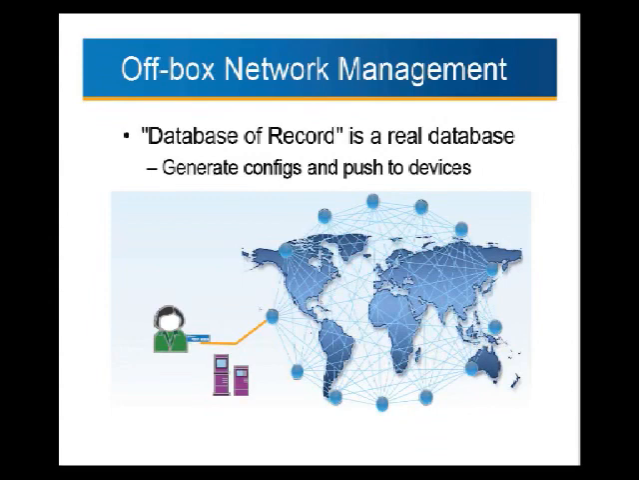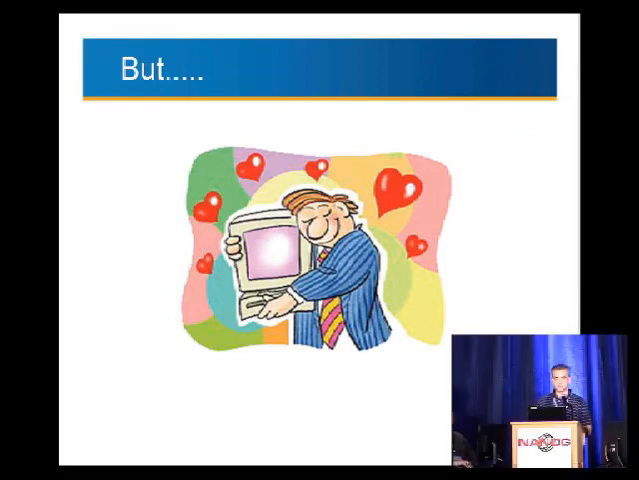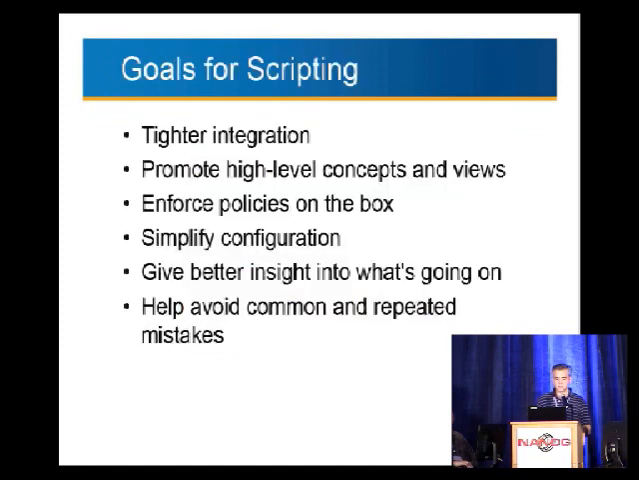The typical network management answer is a top-down design where your database of record lives on a central server. You generate configs from that and push them to the device. This is a great model, but we don't seem to be able to tear people away from the CLI. So what we try and do is give them tools, put tools on the device to allow you to get some of the benefits of configuration, of automation and scripting on the device.